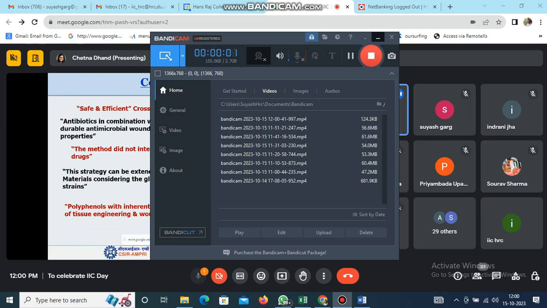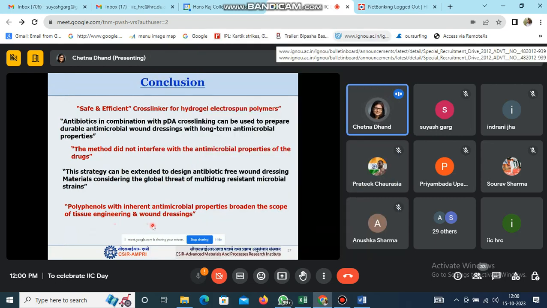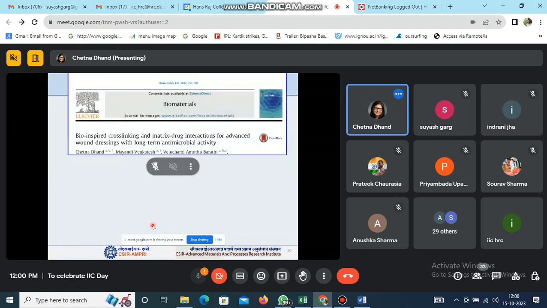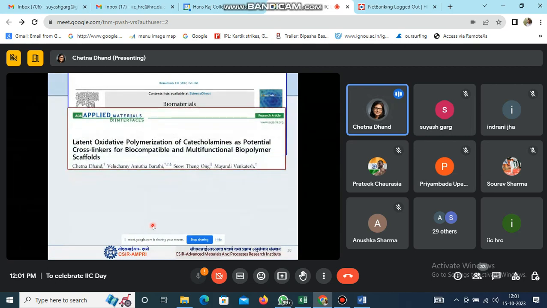Properties. It broadened the scope in tissue engineering and wound dressing. So this is the conclusion from my side. These are the publications. This is a biomaterial journal. I think this is rank 1 in biomaterials. Since it is a new work, our paper got published in this particular journal.